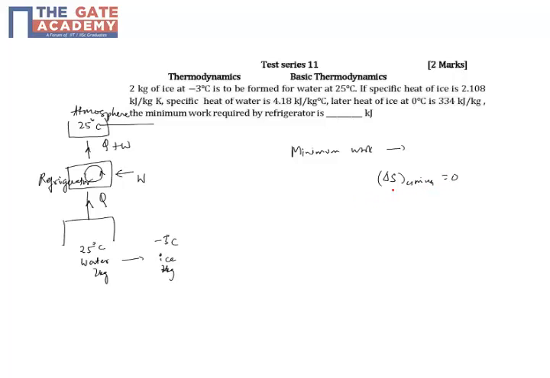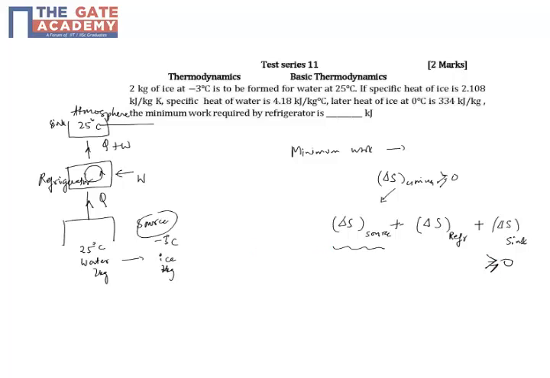Now, the entropy of the universe: what are the components involved? I call this the source, this is the refrigerator, and this is the sink. So the entropy for the source, which is your evaporator, where heat is removed from the refrigerator cabin, plus the refrigerator, plus the sink. The entropy of the universe always tends to increase, so it is greater than or equal to 0. If it is equal to 0, then it is the minimum work. We will show that also.